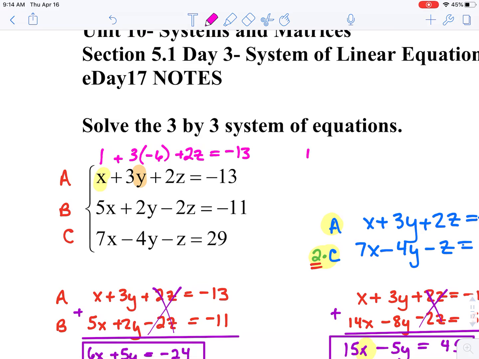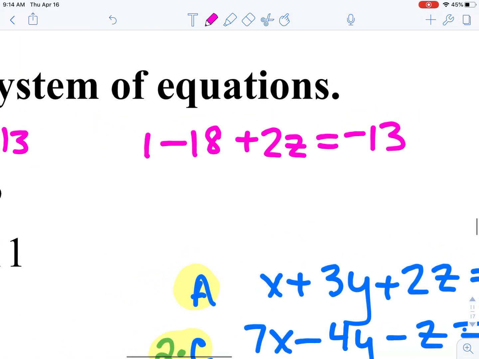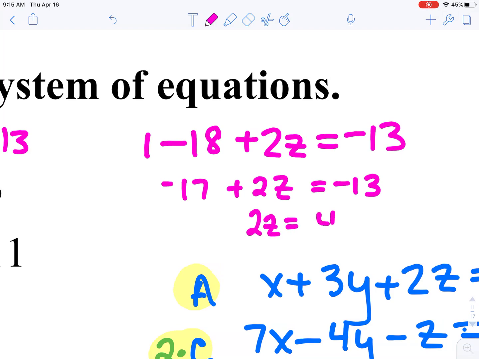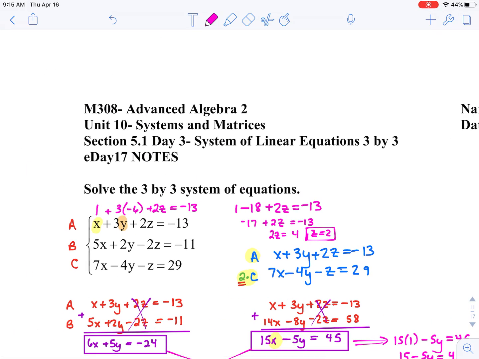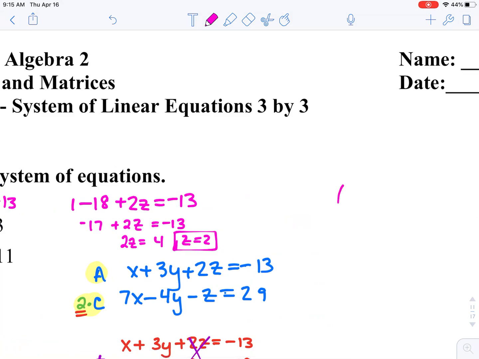So simplifying, we have 1 minus 18 plus 2z equals -13. And just simplifying this, we have -17 plus 2z equals -13. Add 17 to get 4. And divide by 2 to get 2. Now write your final ordered pair as an ordered triple, your x, y, z. Your x was 1, your y was -6, and your z was 2.